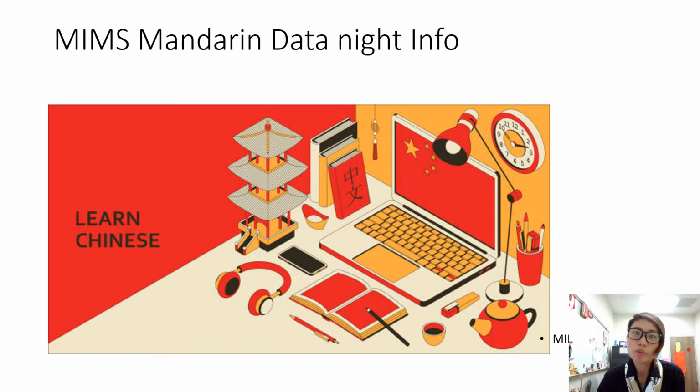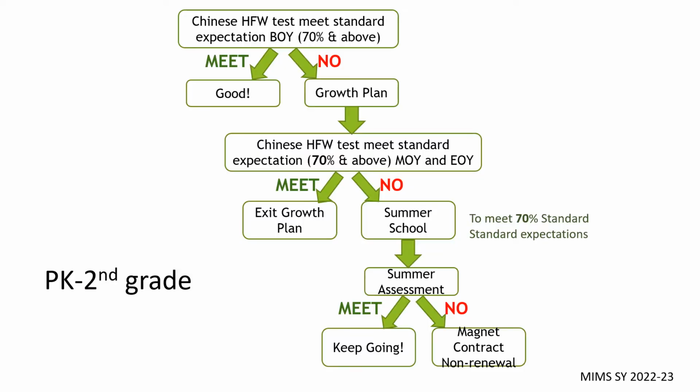So here we go. This year we are using the Chinese high frequency test for our pre-K through second grade as a measurement to measure our students' growth 3 times a year, BOY, MOY, and EOY. Students are required to meet 70% standards in each cycle to renew the magnet contract for the next grade level.